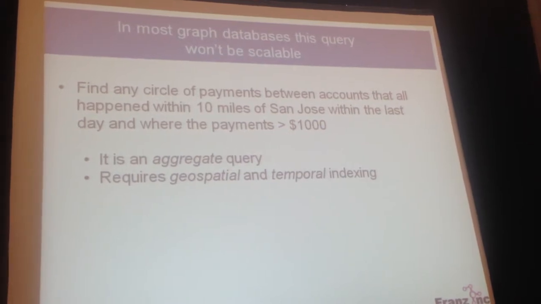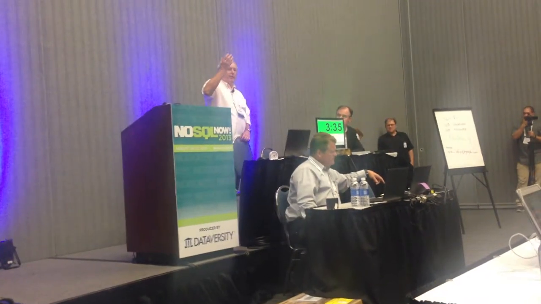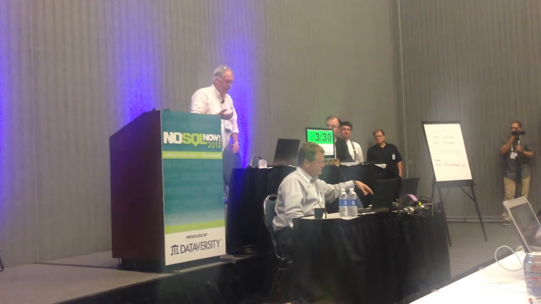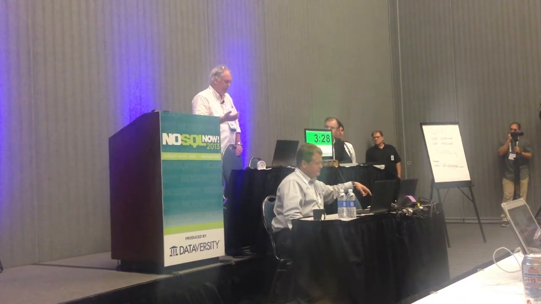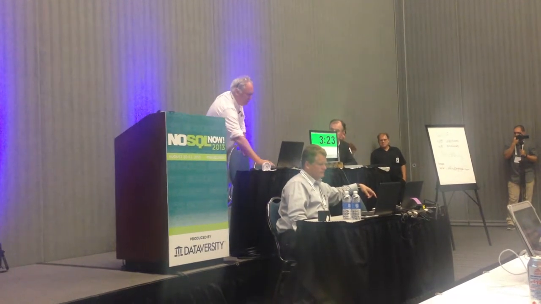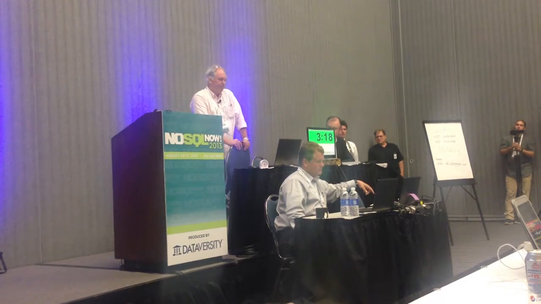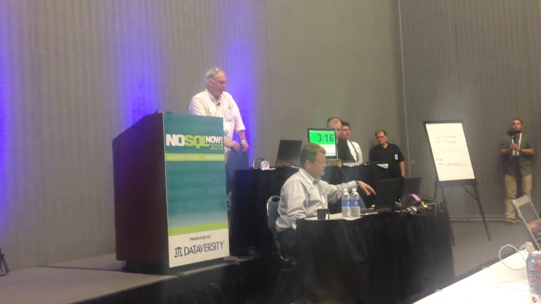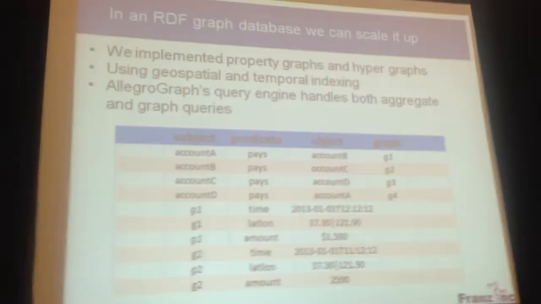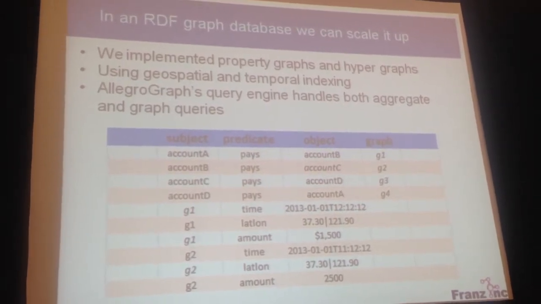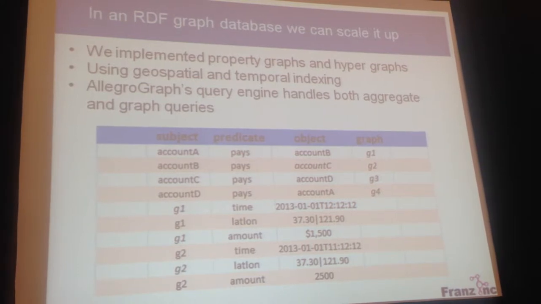Graph databases work fantastic if you start with one node and do a fan-out. If you want to do a big aggregate query, then you're better off with something that works like a relational database, or at least the principles of relational databases. And most graph databases don't do much geospatial and temporal. So in our graph database, we implemented property graphs and hypergraphs, and those property graphs we can do with geospatial and temporal indexing, and then our query engine can deal both with the graph search and with the property graph.